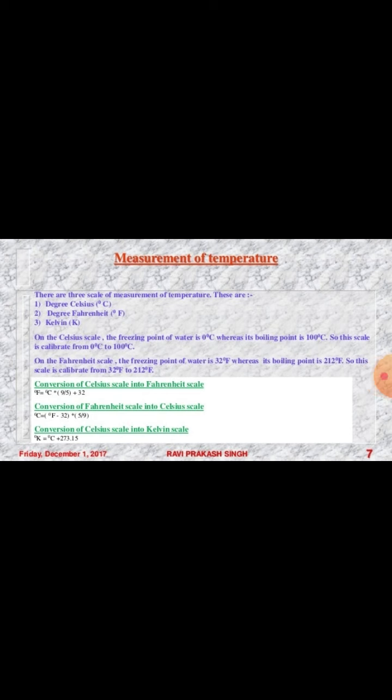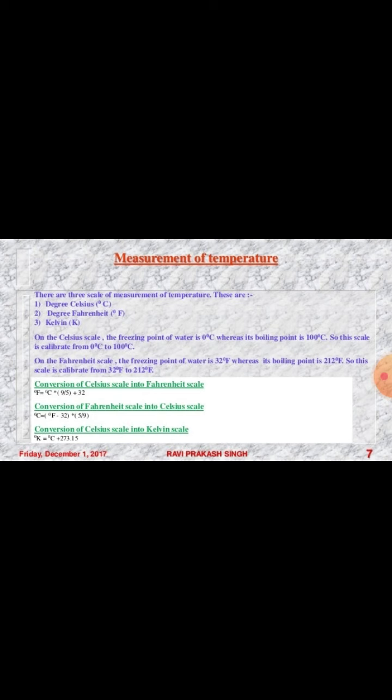To convert to the Fahrenheit scale, you multiply the degree Celsius by 9 divided by 5 and then add 32. Next, conversion of the Fahrenheit scale into the Celsius scale: you subtract 32 from the degree Fahrenheit and multiply by 5 by 9.